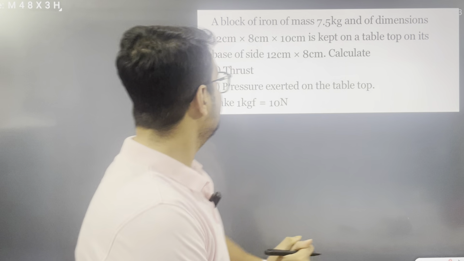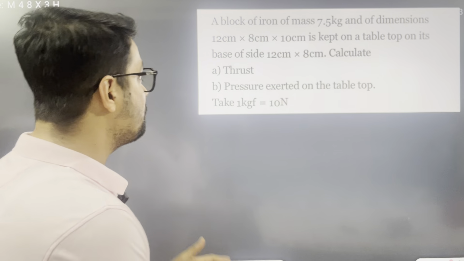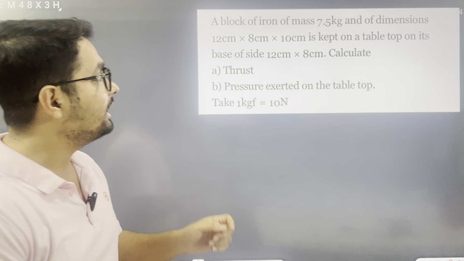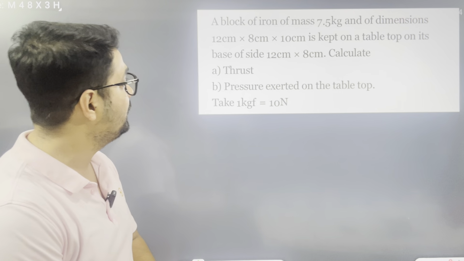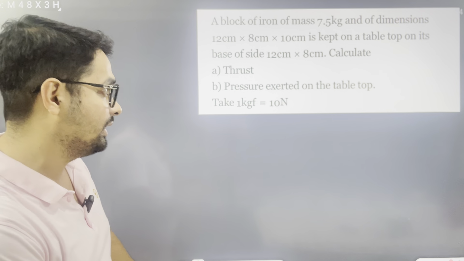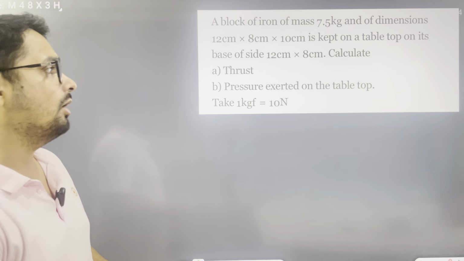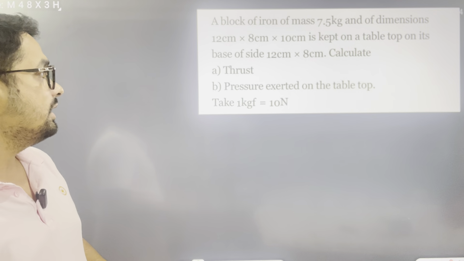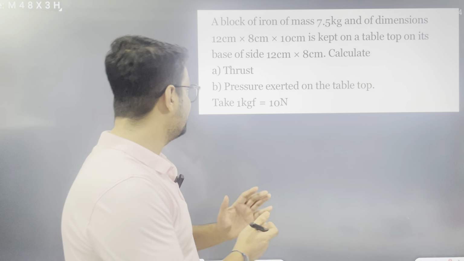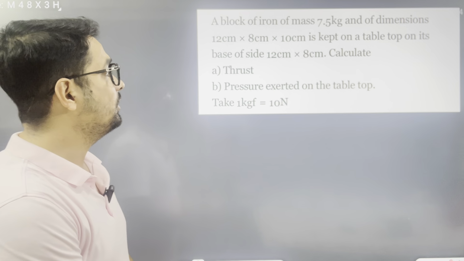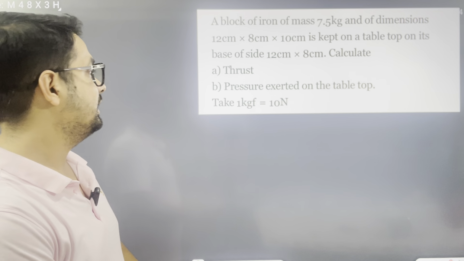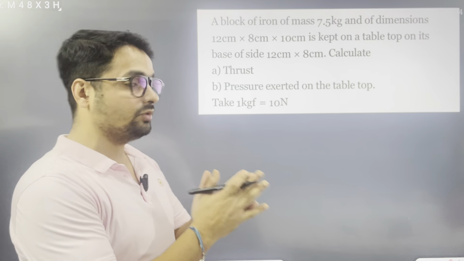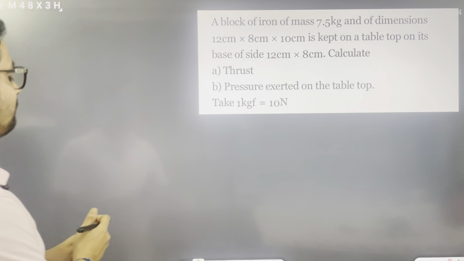So our first question is, a block of iron of mass 7.5 kg and of dimension 12 centimeter into 8 centimeter into 10 centimeter is kept on a tabletop on its base of side 12 centimeter into 8 centimeter. Then we have to calculate thrust, pressure exerted on the tabletop. Here it is given 1 kgf equals to 10 Newton. Okay, so we will draw the block.